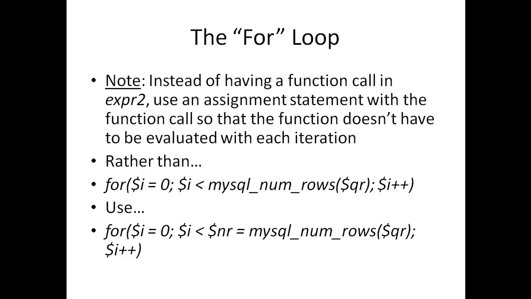Note, instead of having a function call in expression 2, use an assignment statement with a function call so that the function doesn't have to be evaluated with each iteration. This is just a tip I'm tossing out there for you from a performance perspective. Rather than doing something like for $i equals 0, $i is less than mysql_num_rows($qr), iterate $i, use $i equals 0, $i is less than $nr equals mysql_num_rows($qr), iterate $i.